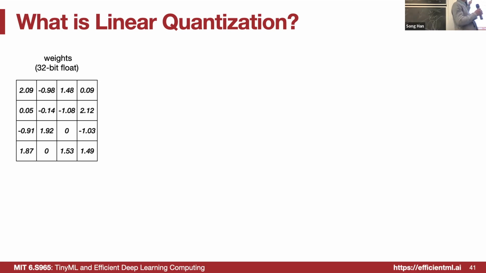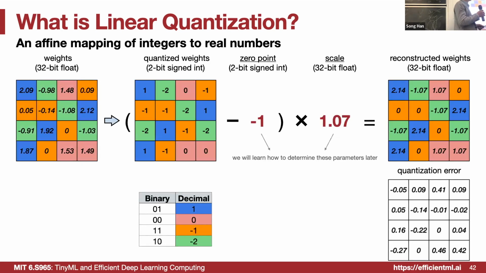Okay, starting with the same floating point 4x4 matrix. What we are going to do is use those integer representations. We are going to have a code book. Now the code book is linear. Okay. This 0, 1 indicates 1, 1, 0, 0 is 0, 1, 1 is -1, 1, 0 is -2, using 2's complement representation, if you recall from 644. And then we are going to introduce this quantized weights represented in 2-bit signed integer. Okay, so this one actually is represented by 1.